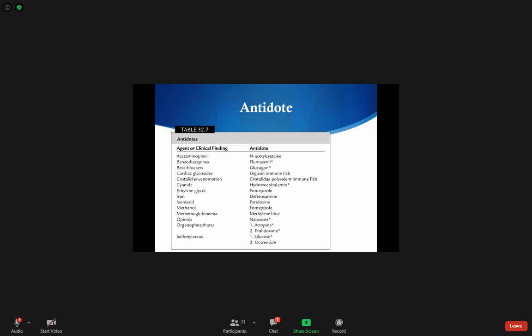Sulfonylureas, which are oral hypoglycemics. The treatment is glucose because they get hypoglycemia, and you give them octreotide to inhibit insulin secretion because sulfonylureas cause insulin secretion. Octreotide inhibits the insulin secretion, okay? In addition to giving them glucose because they're hypoglycemic.